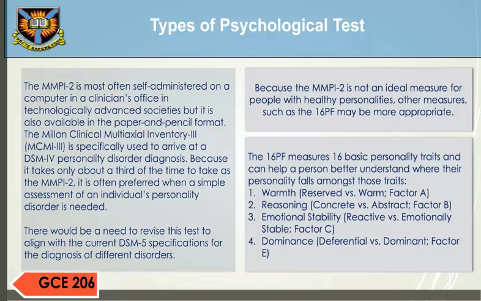1. Warmth, reserved versus warm, factor A. 2. Reasoning, concrete versus abstract, factor B. 3. Emotional stability, reactive versus emotionally stable, factor C. 4. Dominance, deferential versus dominant, factor E.